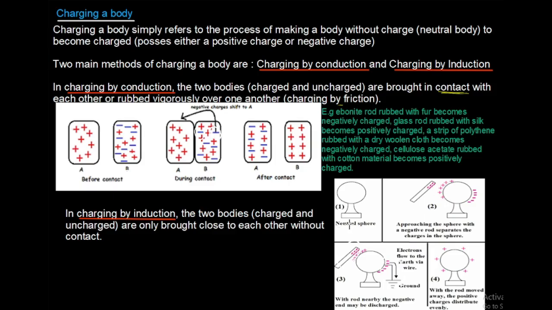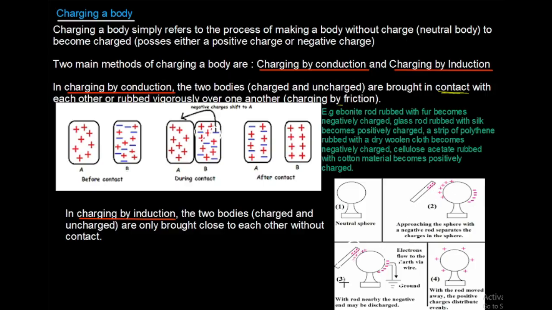So look at what we have here: a neutral sphere at first. Now number 2 here says approaching the sphere with a negative rod. Okay, this is a negative rod. It separates the charges in the sphere. That's to say the positive charges will be attracted to the front and then the negative charges will be repelled. The law of electrostatics will occur here.